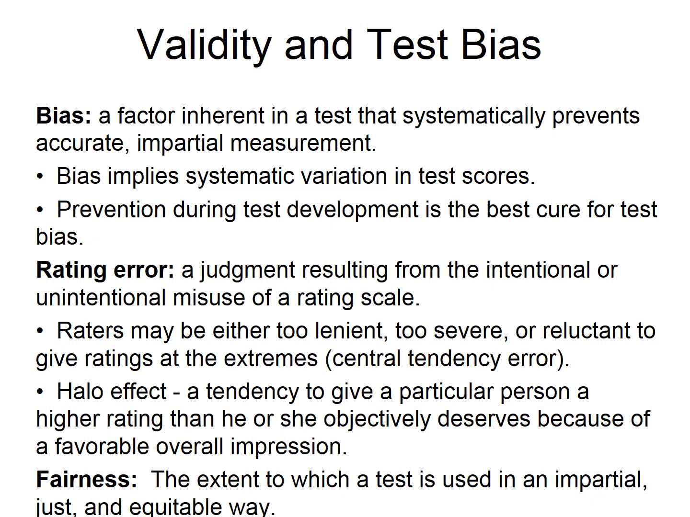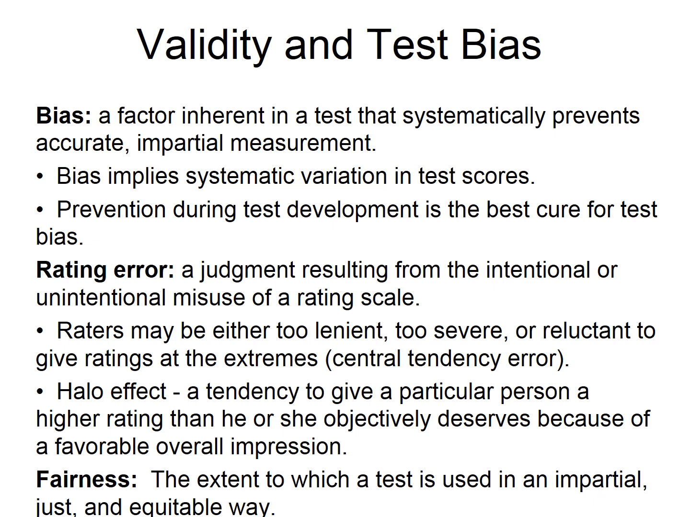So, for example, raters may be too lenient, too severe, or too reluctant to give ratings at the extreme. Central tendency error. So again, rating error, if everyone is rating everyone highly, that's too lenient. And again, you can't make discriminations then because everyone's getting the same score. Or if the raters are all going too severe, giving low ratings to everyone. Again, a problem, as is the middle point, never giving extreme scores in either direction.